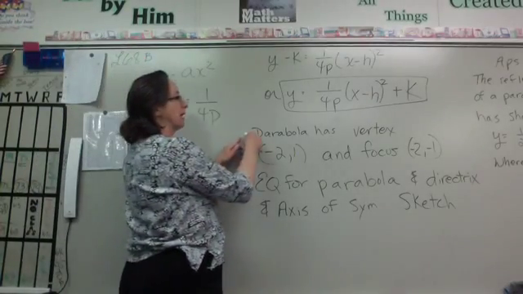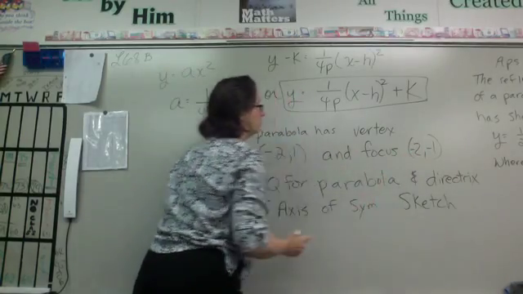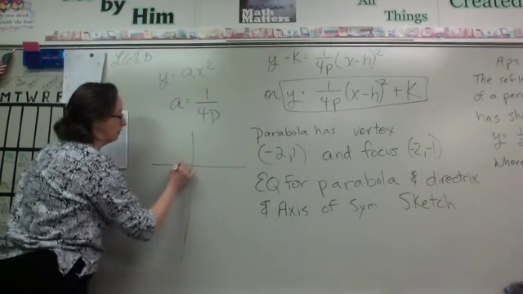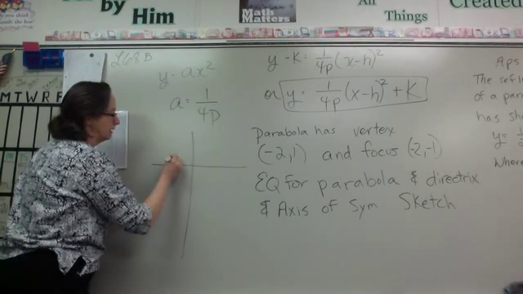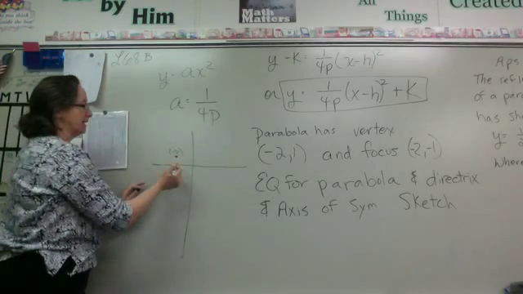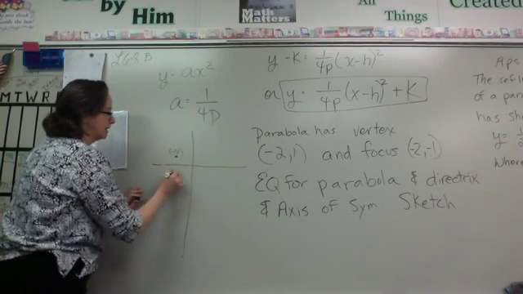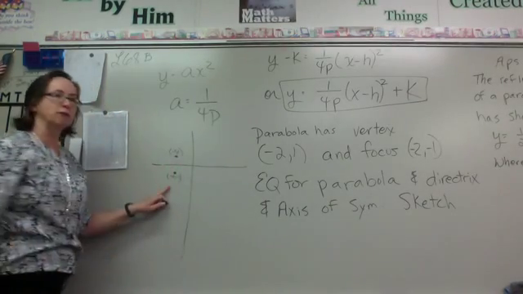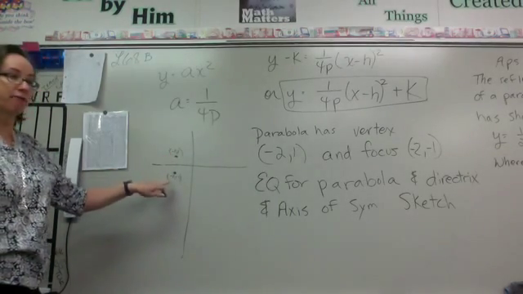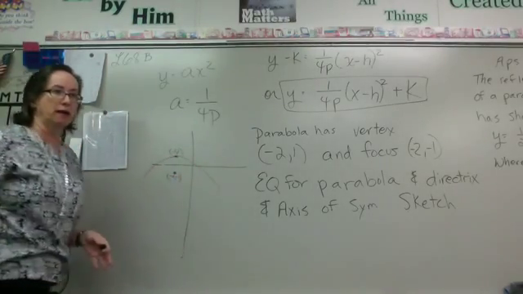So here we have a parabola with a vertex at -2, 1, and a focus at -2, -1. So let's draw that situation. It's been shifted. So -2, 1 is the vertex, and the focus is -2, -1. So how is my parabola going to be drawn? If this is my vertex and this is my focus, then doesn't my parabola go down towards my focus?